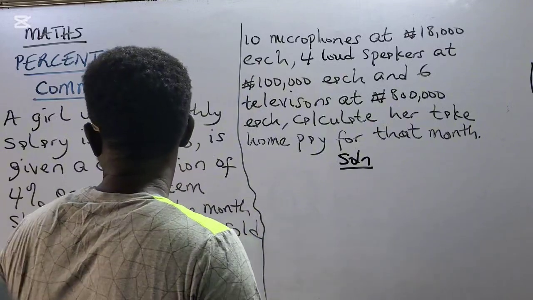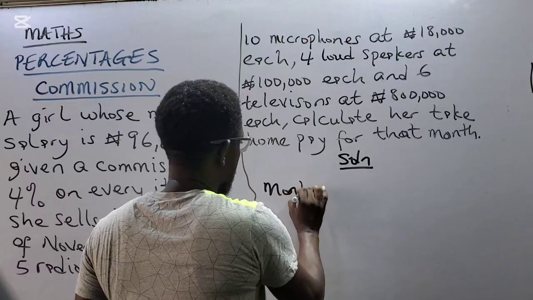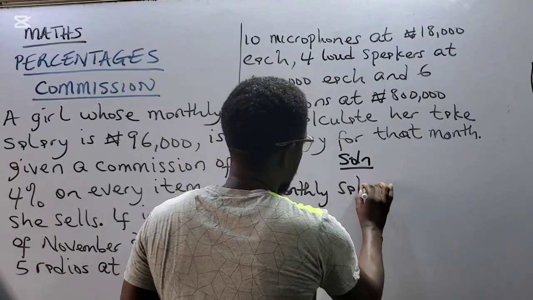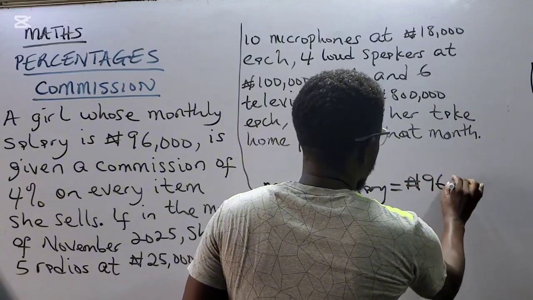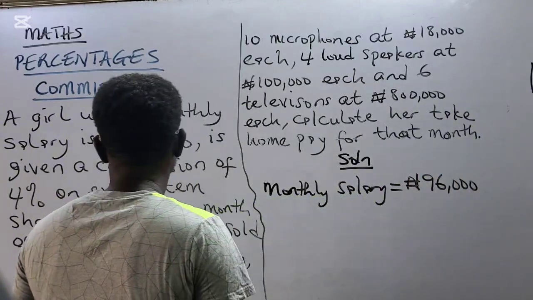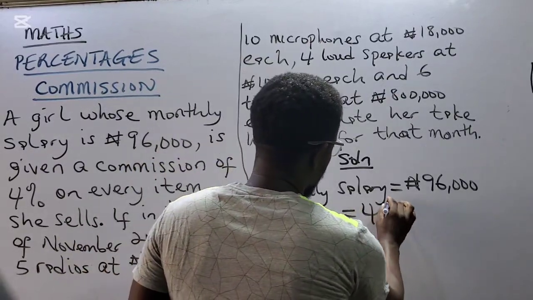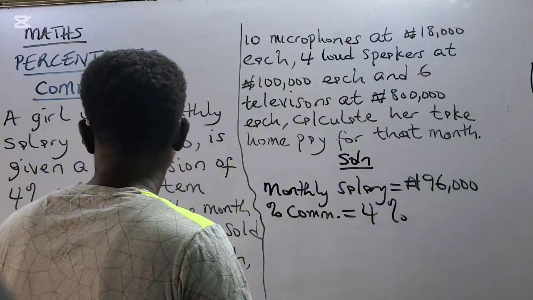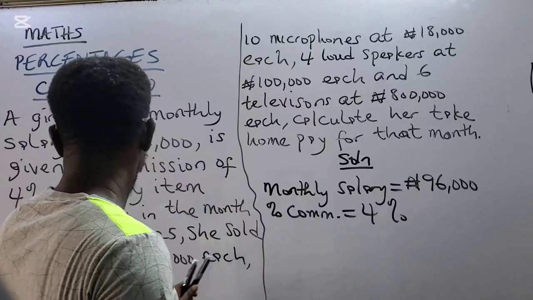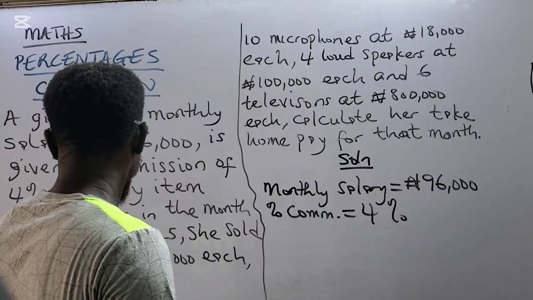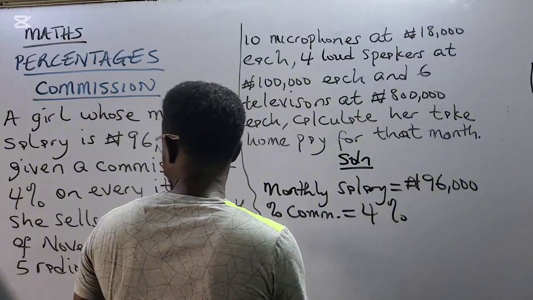The monthly salary is 96,000 naira. She's given a commission of 4% on every item she sells. The percentage of commission is 4%. So now, in the month of November 2025, she sold 5 radios at 25,000 naira each. So now find the total cost of the 5 radios.